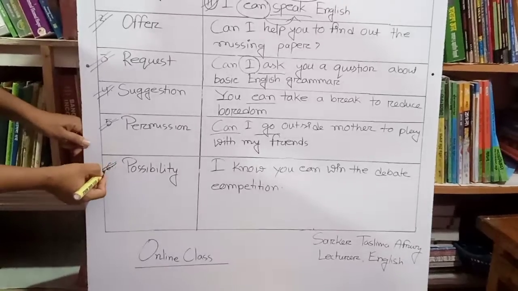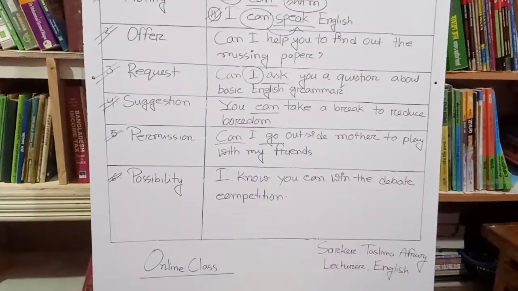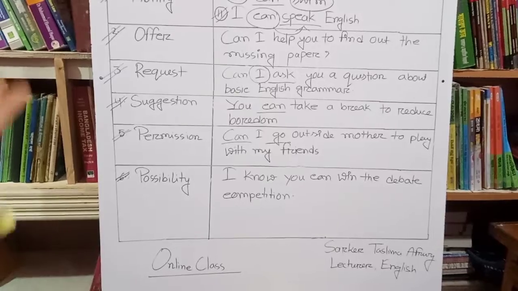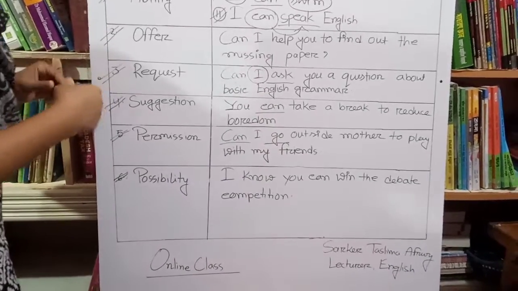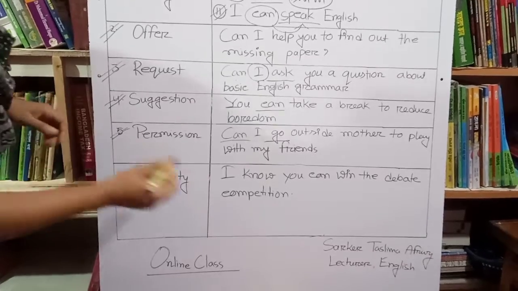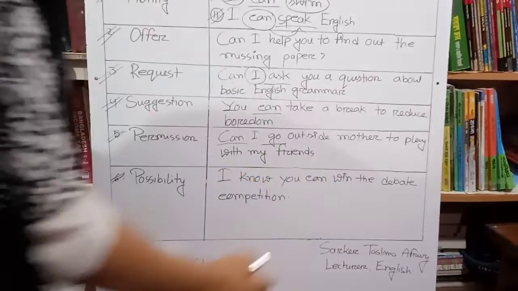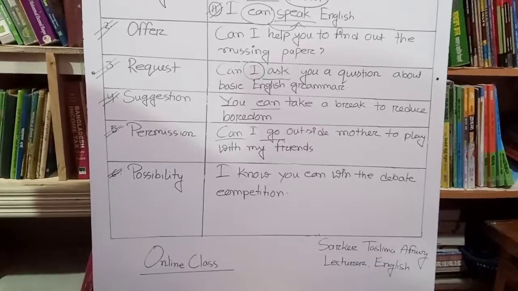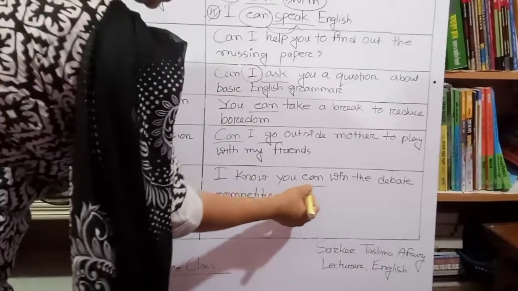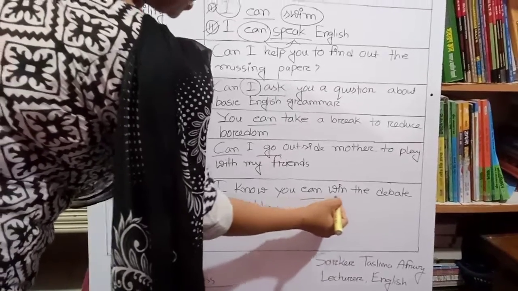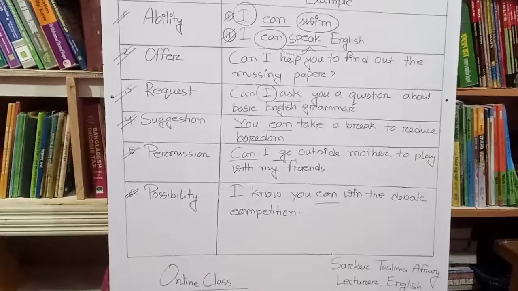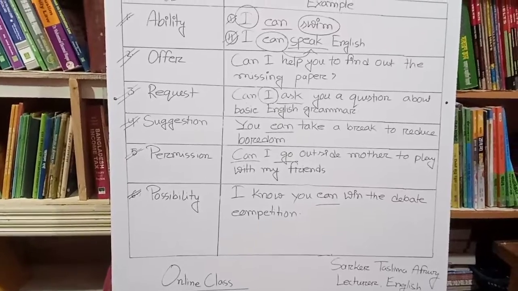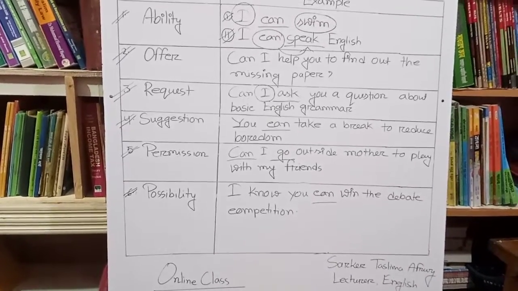Well, next, possibility. That means actually it's not happening in reality, but there may be a possibility of it happening in future. So in that case, you can use can. Let's have a look at the example: I know you can win. Actually, he is not going to win yet, but it's a possibility, it's your assumption. In that case, you can use can. So, I know you can win the debate competition. In this way, you can say I know you can do this, you can do better in your life in future. In this way, you can wish your friends and family.